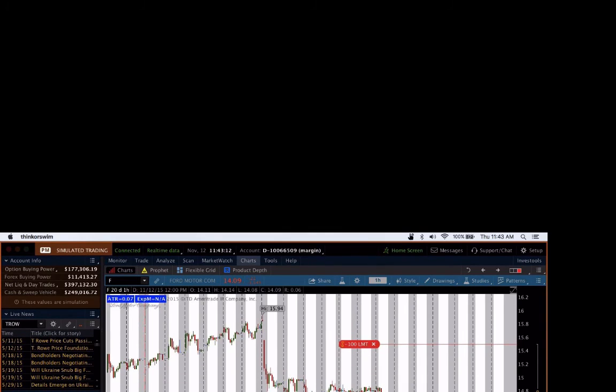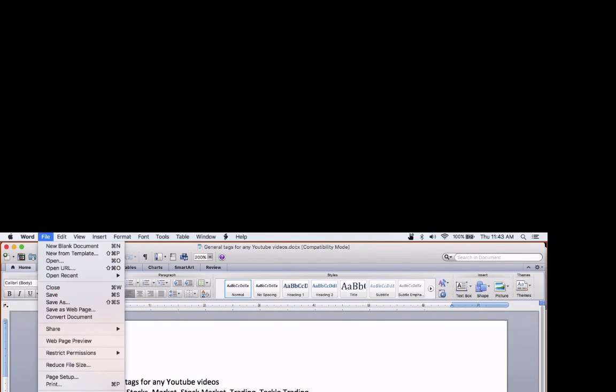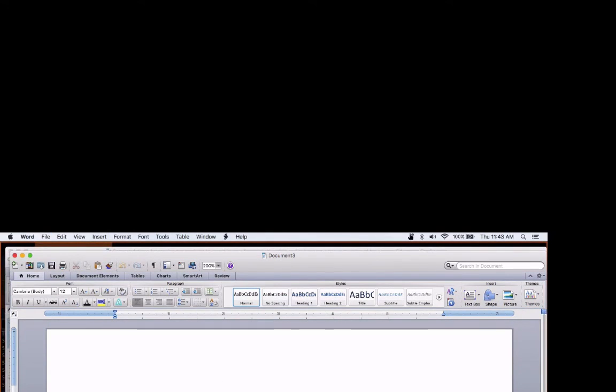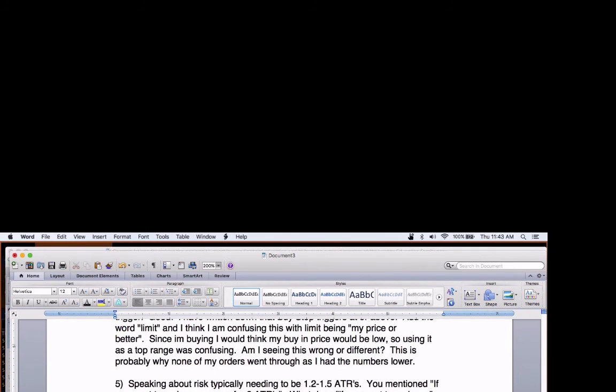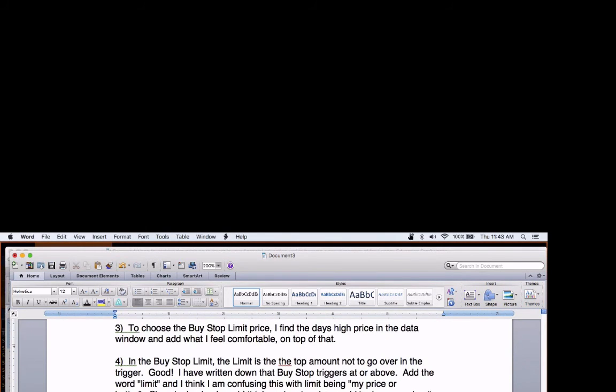so the other reason we have that is, let's see if we got that here. We want to make sure it's triggering, but we don't want to spend too much. So that gets us a confirmation. I'm speaking about risk, typically needing 1.2 to 1.5 ATRs. We want to go loose. Loose just means further away from the hungry alligator, just standing clear, so it doesn't hit you. If I'm going to step into the ring with Mike Tyson, my goal is to stay outside of his reach.